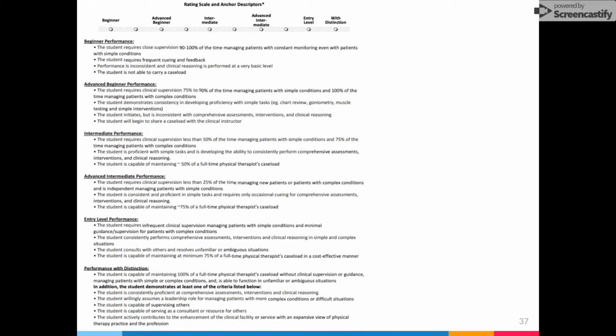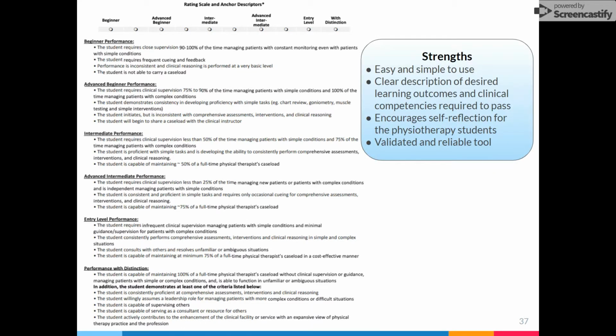Let's look at its strengths. It is easy and simple to use. It includes a clear description of desired learning outcomes and clinical competencies required to pass. It encourages self-reflection of the physiotherapy students, and most importantly, it is a validated and reliable tool.